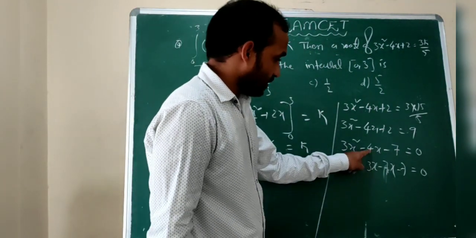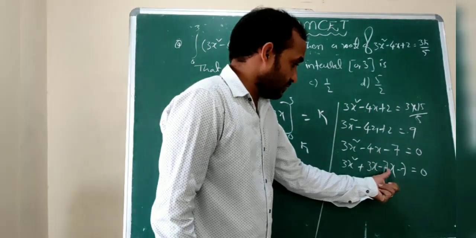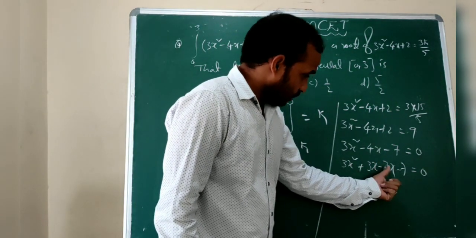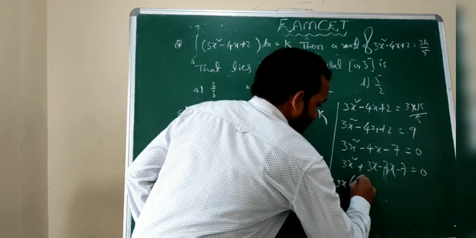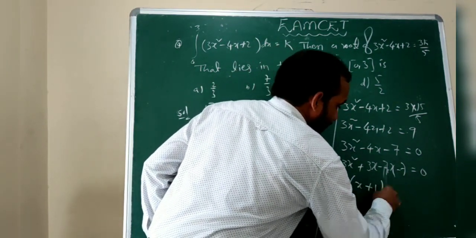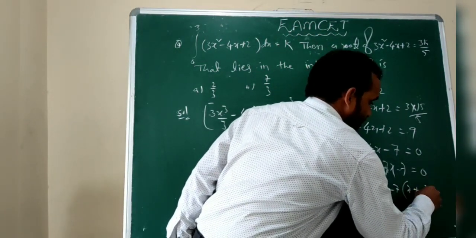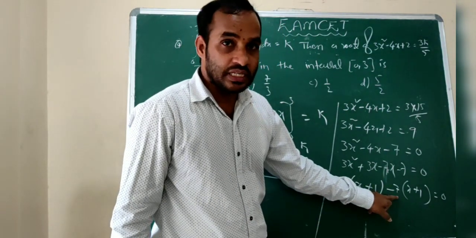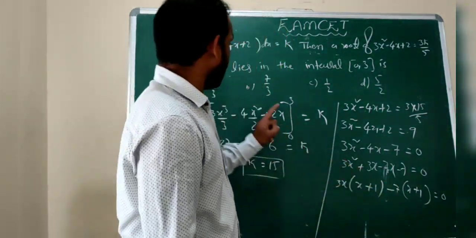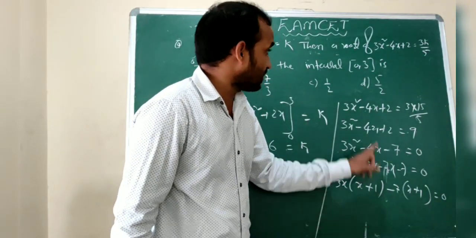Here is 3x square minus 4x minus 7. 3 7s are 21, plus 3 minus 7 means minus 4, as we said. So that means 3x is common, that means x plus 1. So the remaining term whatever it may be, here is a 7, x plus 1 equal to 0. So 3x is equal to 7, x is equal to 7 by 3, B is the correct answer. X plus 1 is equal to 0, x is equal to minus 1.